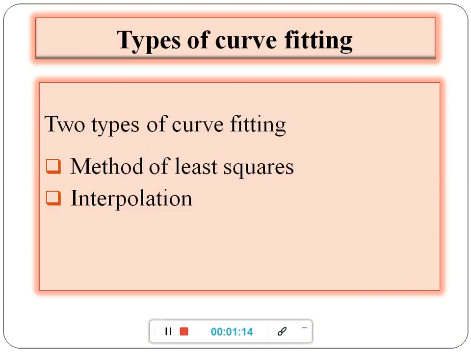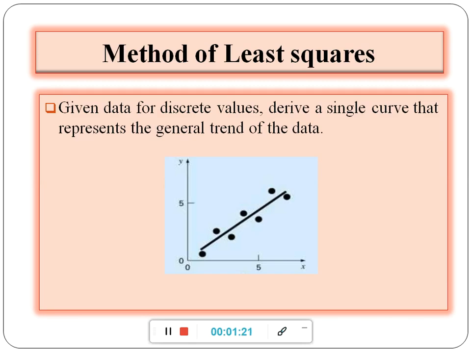Types of curve fitting. There are two types of curve fitting. One is method of least squares. Another one is interpolation. Method of least squares: for discrete values, derive a single curve that represents the general trend of the data. Now see the diagram here. There are some dotted points and a line passes very close to all the points, but never touches them.